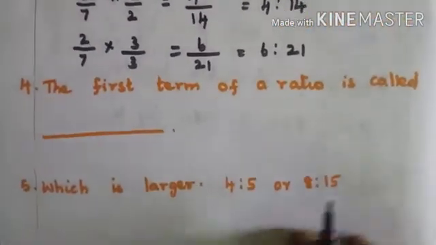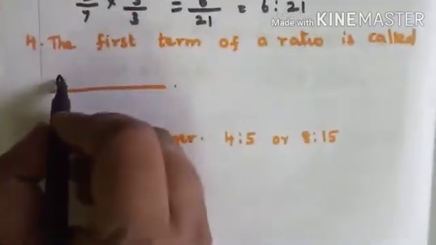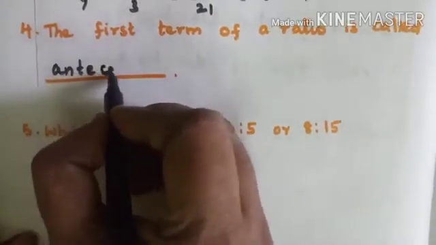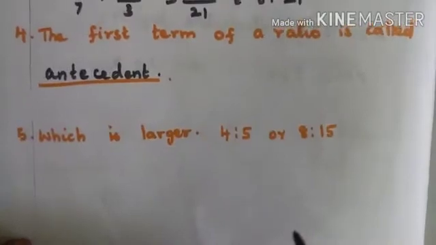Next question. The first term of a ratio is called what? Antecedent. The first term of a ratio is called antecedent. The second term of a ratio is called consequent.